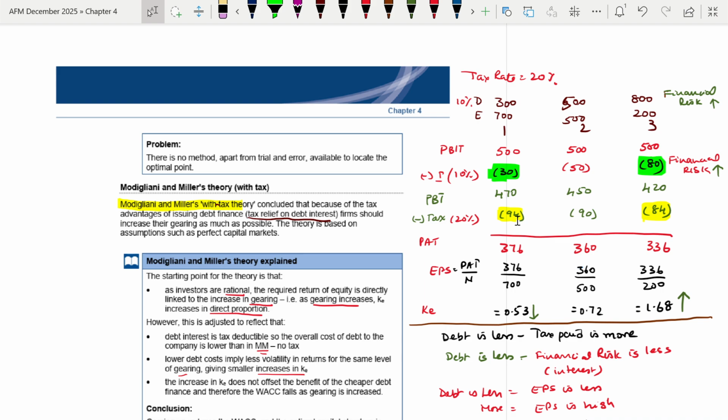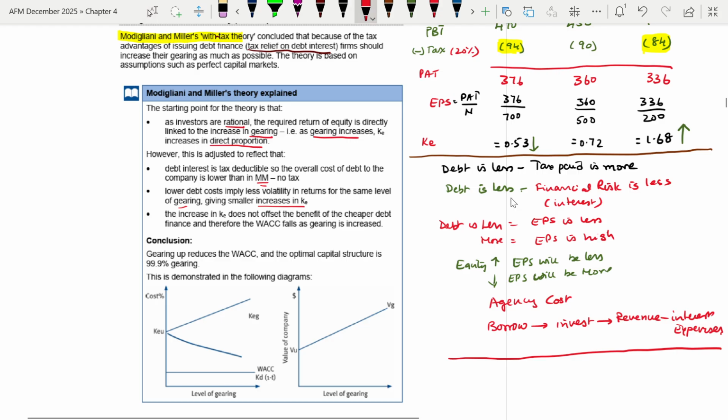Now you see, if you can analyze this table, we can analyze all the points. I'm not taking one or two. We can come to a conclusion which will coincide with all the points related to how the statements are there. The increase in cost of equity does not offset the benefit of a cheaper debt. If the cost of equity is 20 to 30%, it is not going to have any benefit of a cheaper debt, because the weighted average cost of capital falls as gearing is increased.